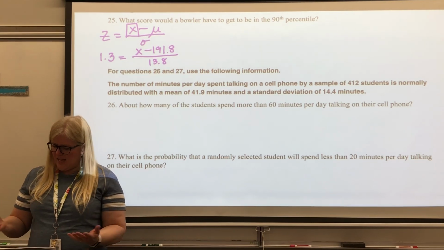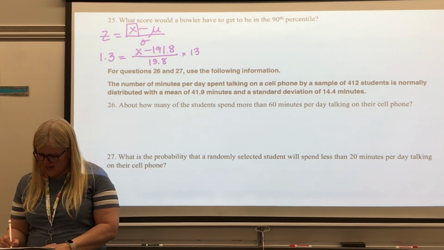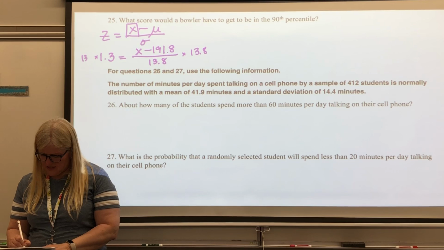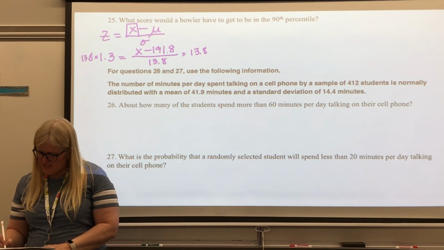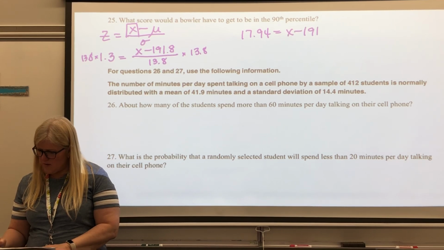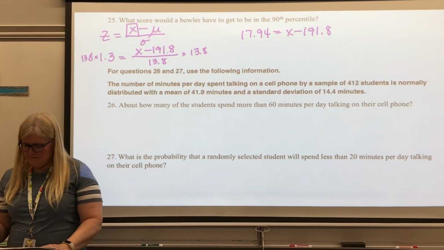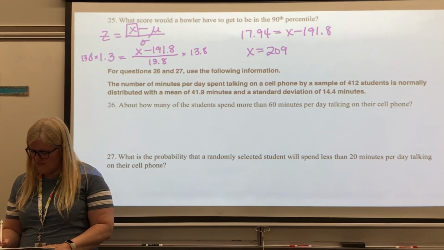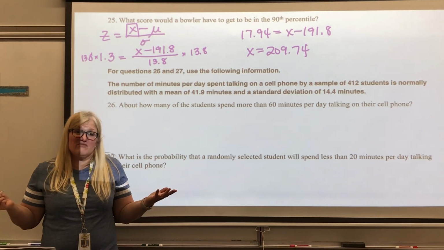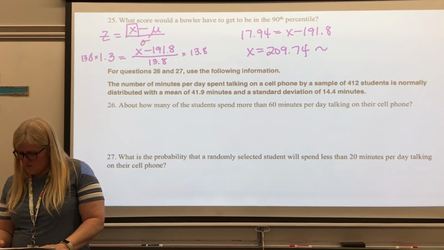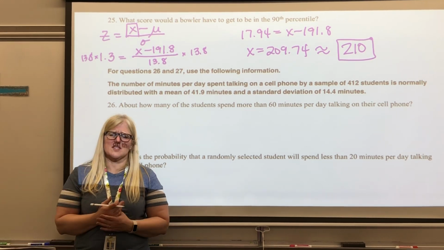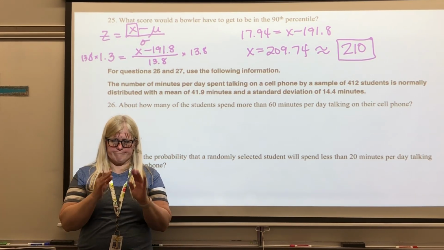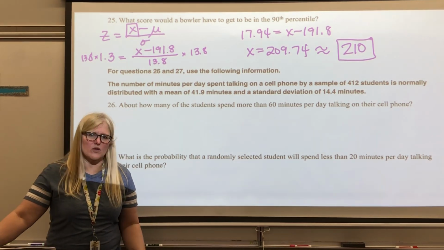And now I just do the algebra. I'm going to multiply both sides by 13.8. That gives me 17.94 equals x minus 191.8. I add 191.8 to both sides and I get x equals 209.74. Well, I can't have a decimal for a bowling score, so this rounds to 210. Now, I think I left it on the key as 209.74. Technically that is incorrect, but it's fine. If you left it like that, that's fine.